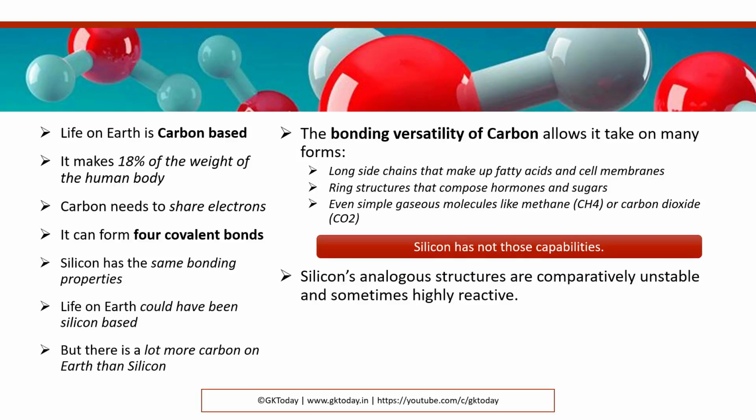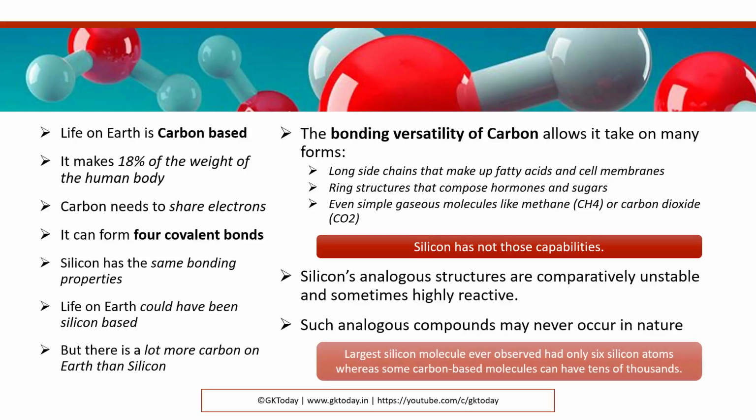Also, while carbon is perfectly comfortable in a variety of different structures, whether it's rings, long chains, multi-ring chains, even double-bonded carbon catenations, silicon's analogous structures are comparatively unstable in nature and they are highly reactive. Additionally, such analogous silicon compounds may never occur in nature because of how reactive it is. Also, the largest silicon molecule ever observed had only 6 silicon atoms. In contrast, some carbon-based molecules can have tens of thousands. So naturally, carbon is more diverse. Because of all these reasons, organisms on Earth are carbon-based.